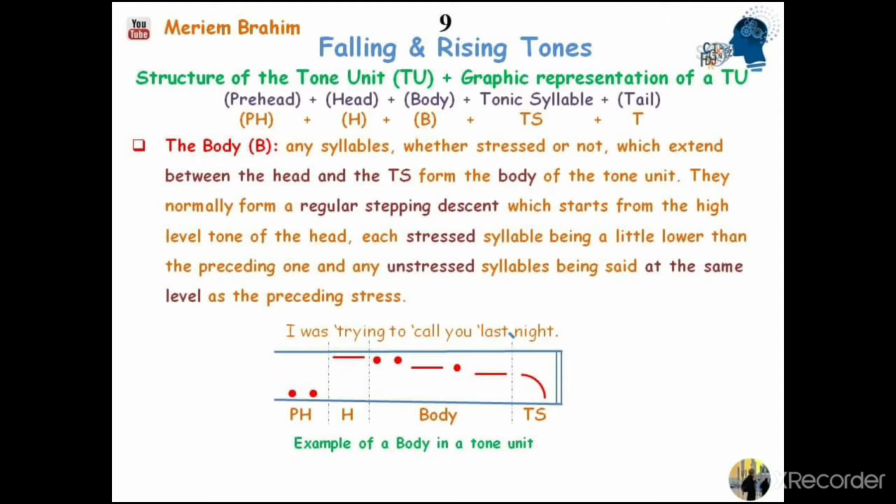They normally form a regular step in descent, which starts from the high level tone of the head, each stressed syllable being a little lower than the preceding one, and any unstressed syllables being said at the same level as the preceding stress. So, what is the body again? The body is any syllables between the head and the TS, whether stressed or not. Any unstressed syllables, if found between the head and the TS.